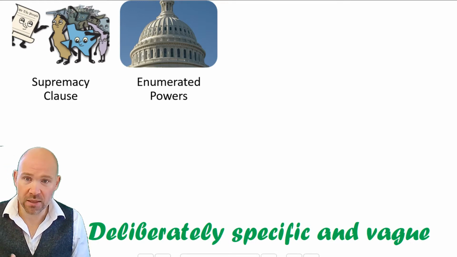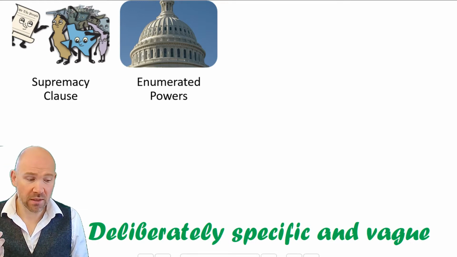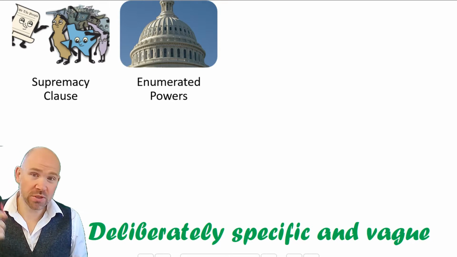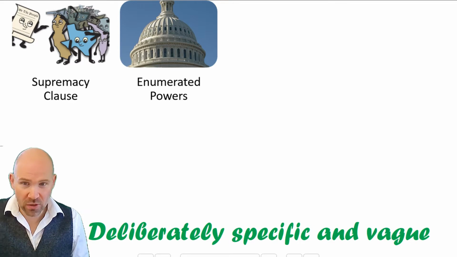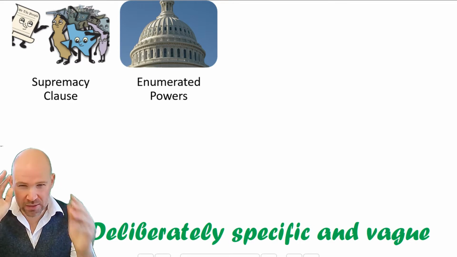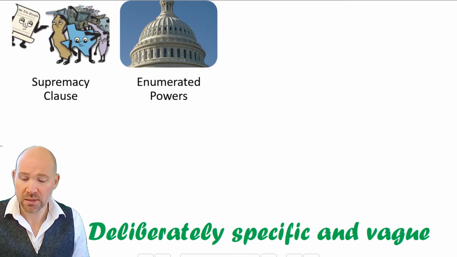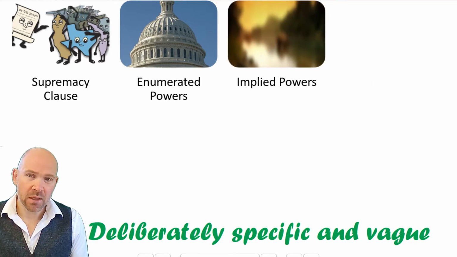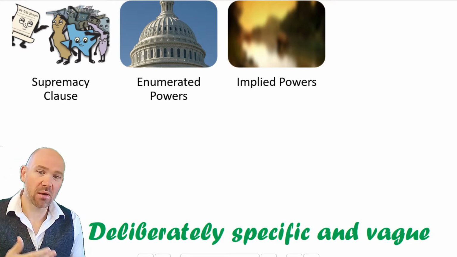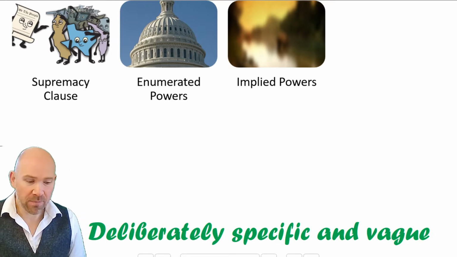It's going to be things like declare war, print money or coin money. I would suggest you Google the phrase enumerated powers and some of the other phrases later, and get yourself a little list, so you get an understanding of which powers go where within the Constitution. There's also this thing: if the enumerated powers are the specific ones, then the implied powers are the vague ones.